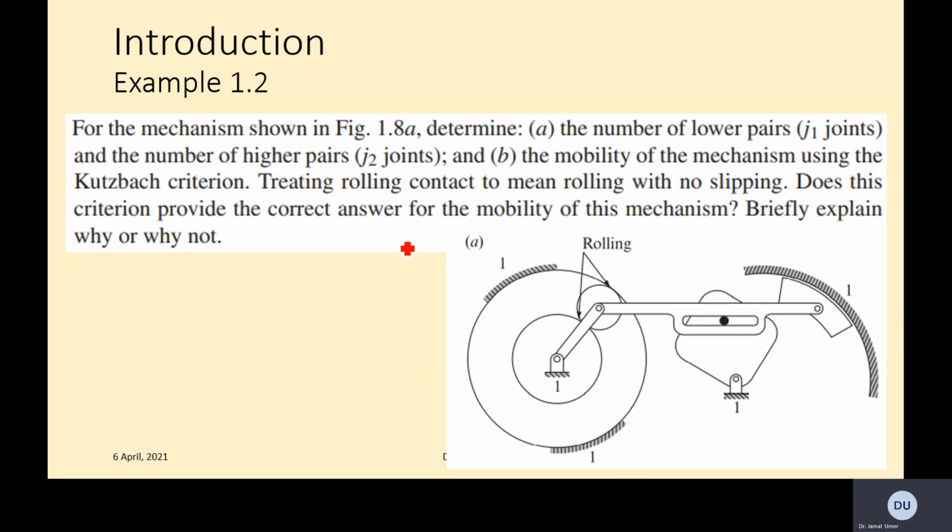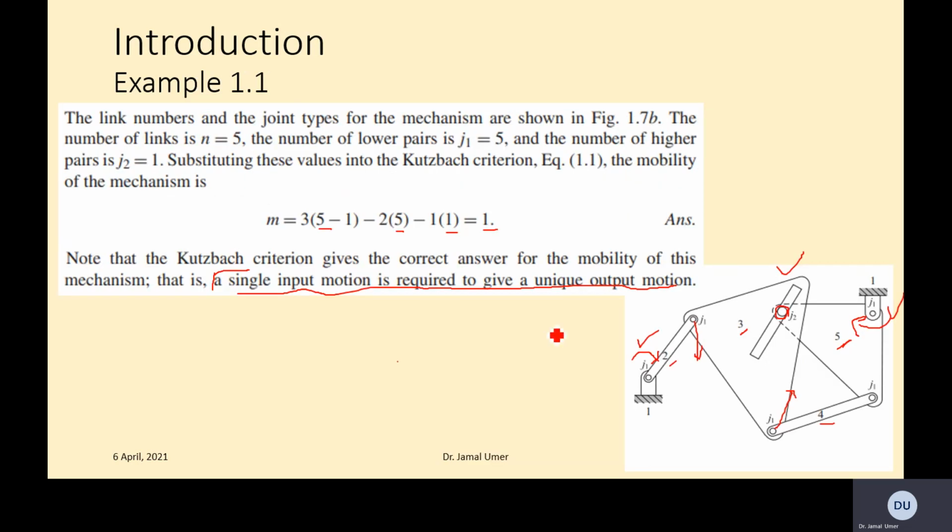So for the mechanism shown in figure 1.8, this is example 1.2. I hope this is quite clear. This one was a relatively simple example, so we can discuss this in the question and answer session actually.